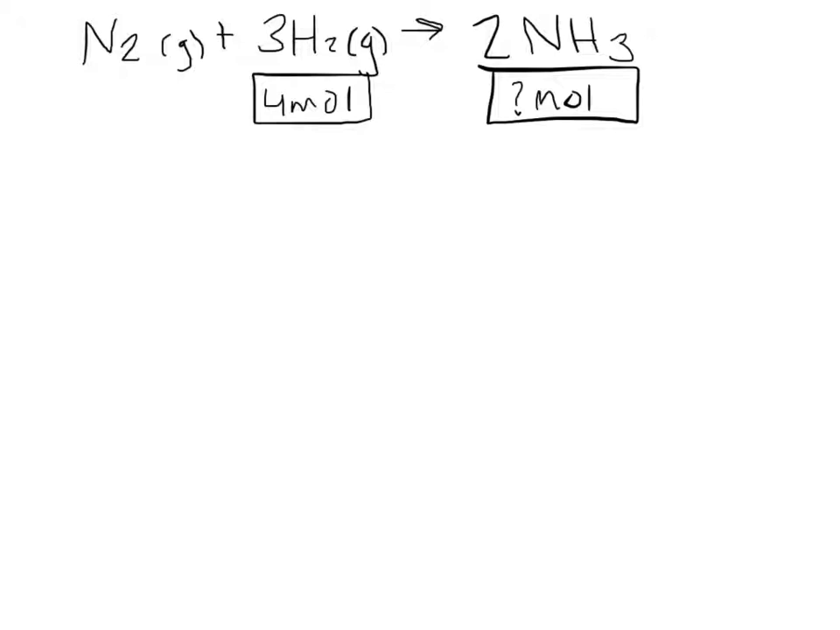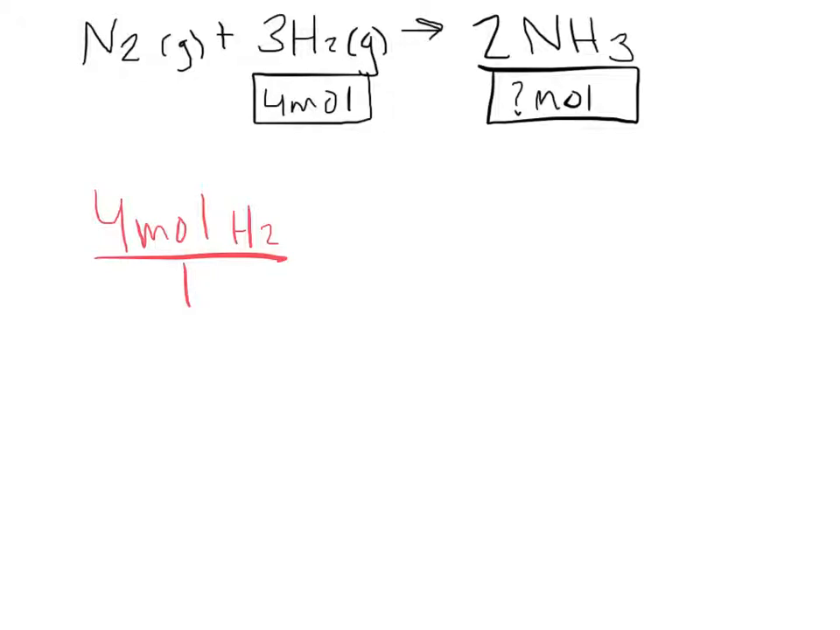The specific question that's going to be asked is, if in this reaction we started off with 4 moles of H2 gas, how many moles of NH3 will we end up with? So just like with any dimensional analysis problem, you're always going to start with what's given. So we're going to start off with 4 moles of H2 gas. So that's what's given to us.